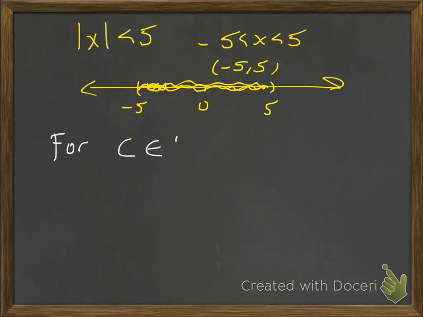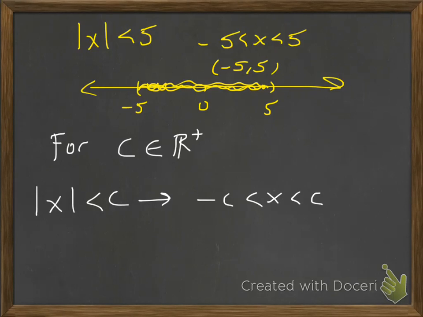In general, for some c in the positive real numbers, it's the same thing. If absolute value of x is less than c, that implies that negative c is less than x less than c, or in interval notation, that means x lives between negative c and c. Alright, so let's do an example where we solve one.